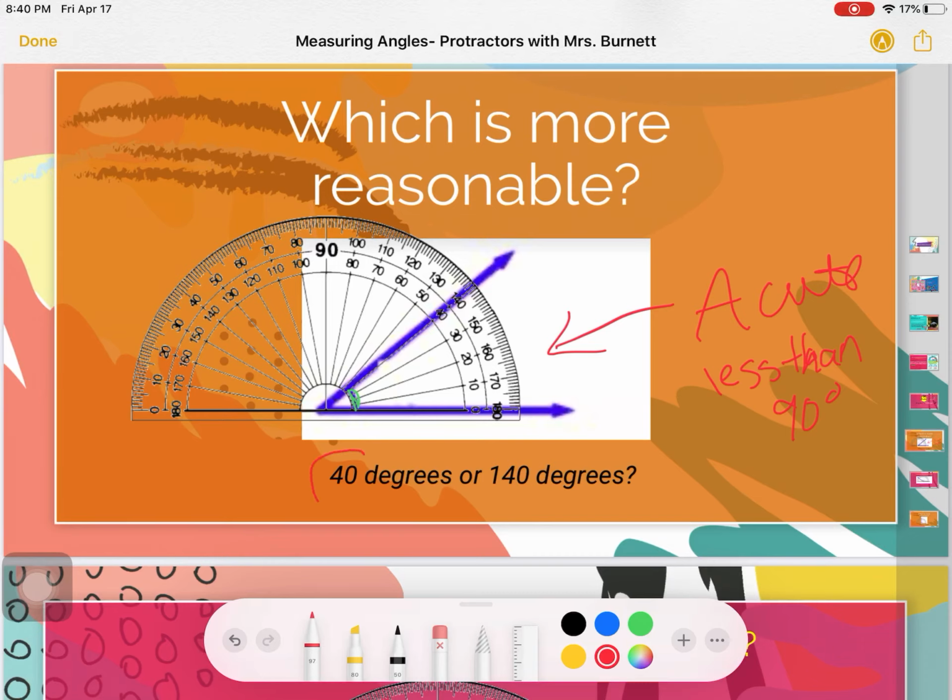Which is more reasonable, to say that this angle is 40 degrees because I can see the 40 right there, or to say that this angle is 140 degrees? Well, 140 degrees is way larger than 90, and I can tell this is not an obtuse angle. So I'm going to get rid of that. I'm going to say it's more reasonable to say that this angle is 40 degrees, and that makes sense because the 0 starts here. You have that bottom line, line it up with the 0, and I'm going to count up 10, 20, 30, 40. I'm actually not going to use this outer row because there's no way that this is a 140-degree angle. It has to be 40.